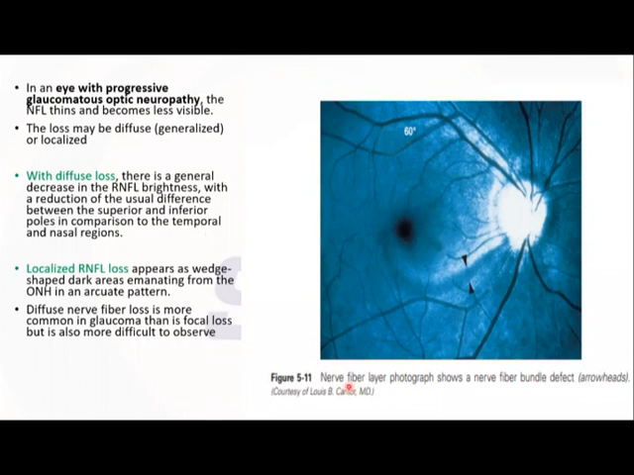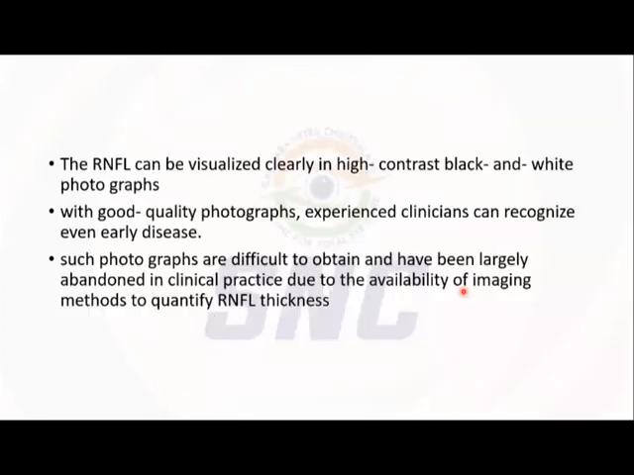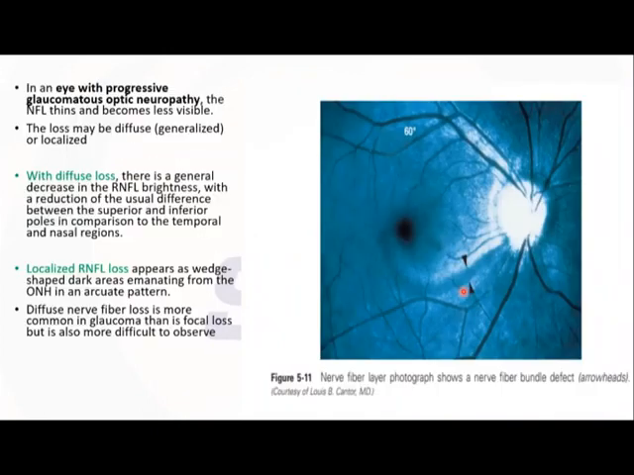Here we can see in this picture, the nerve fiber photograph shows a nerve fiber bundle defect. This one, in between the black arrows. The defect is in between the black arrows, and it should correlate to the notching of the rim, notching or thinning at the particular rim. So it should correlate. RNFL defects may also be seen physiologically.